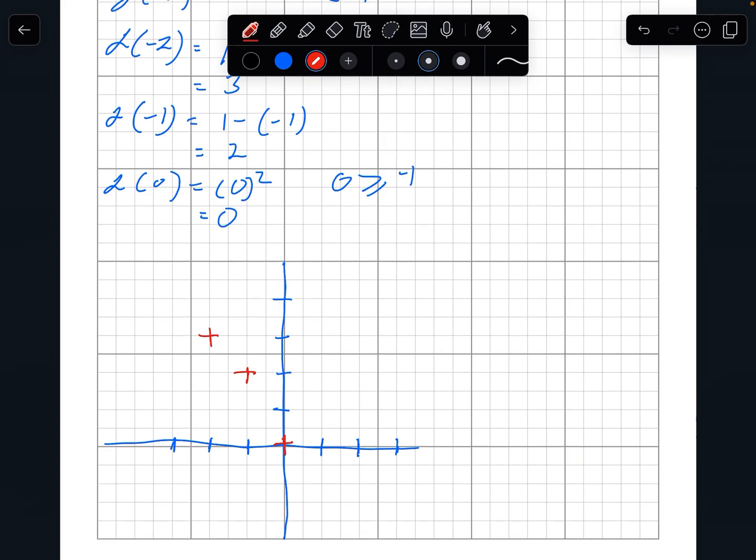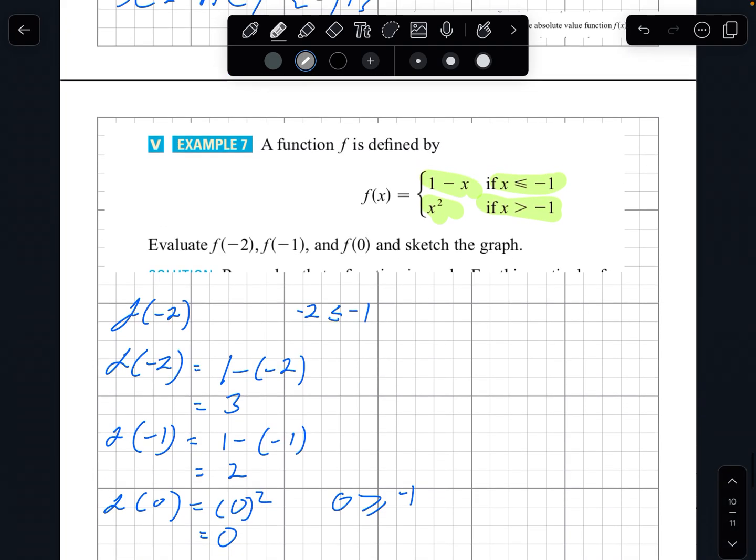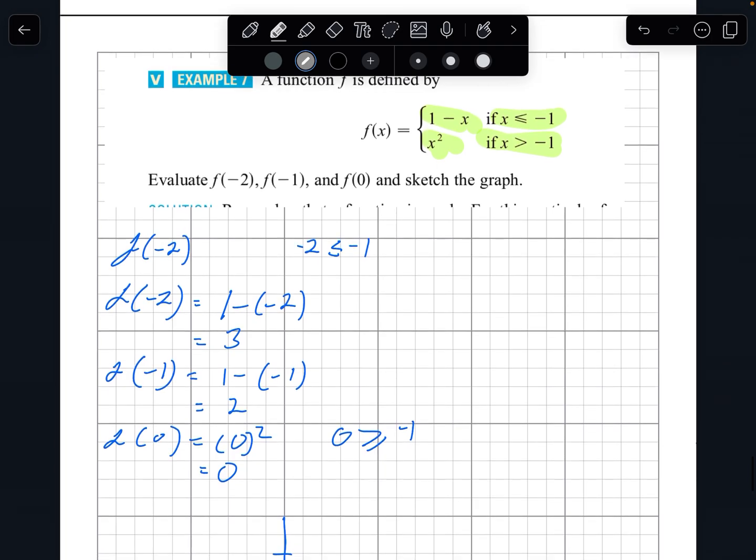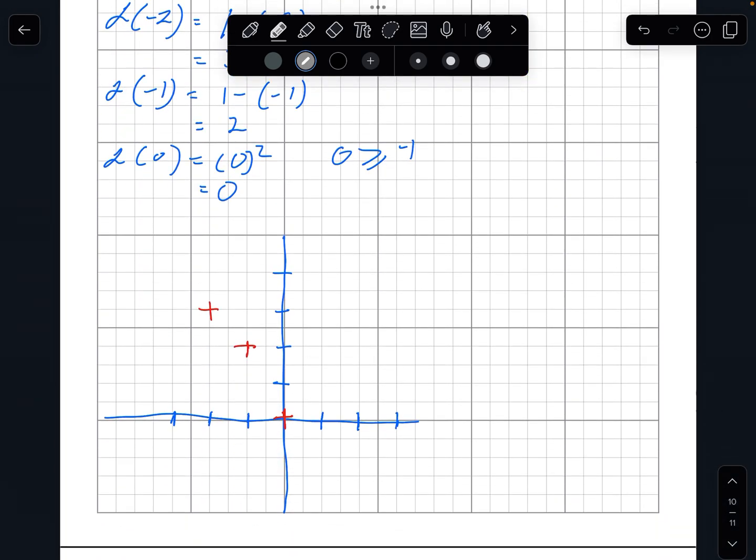So we've got 2 bits here. What you want to do is just sketch 2 different functions. Forget about the domain restrictions for a start. So let's sketch 1 minus x. We've got 2 points to go through for 1 minus x already, so 1 minus x looks like that.